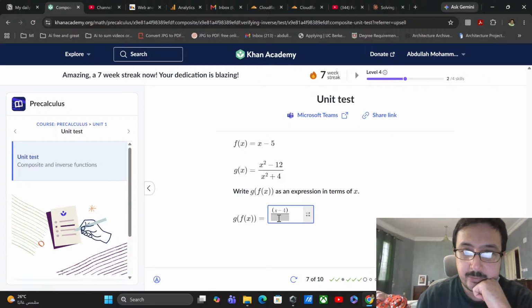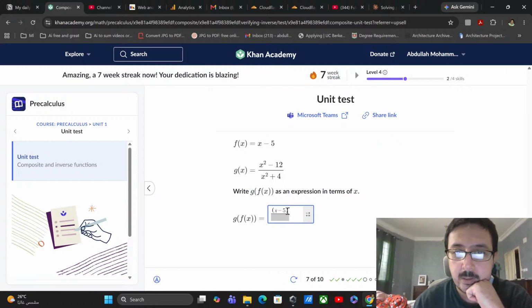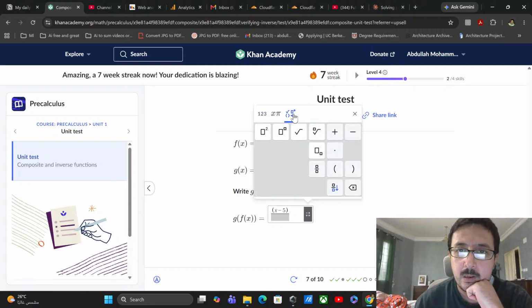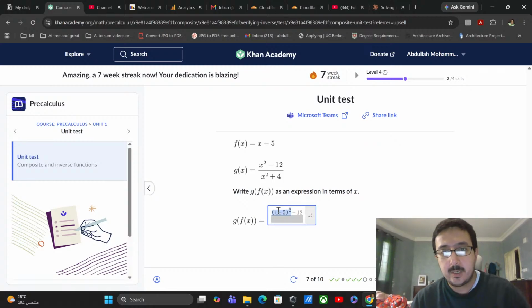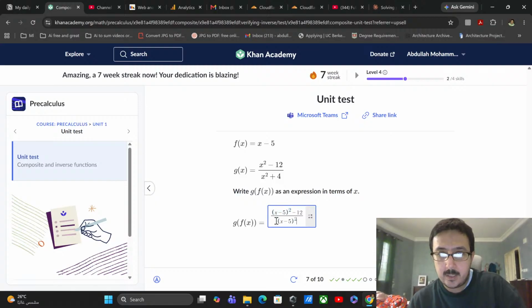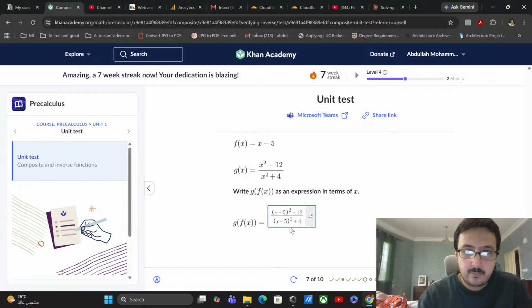x minus 5, all squared, minus 12. Here I got copy, paste plus 4.